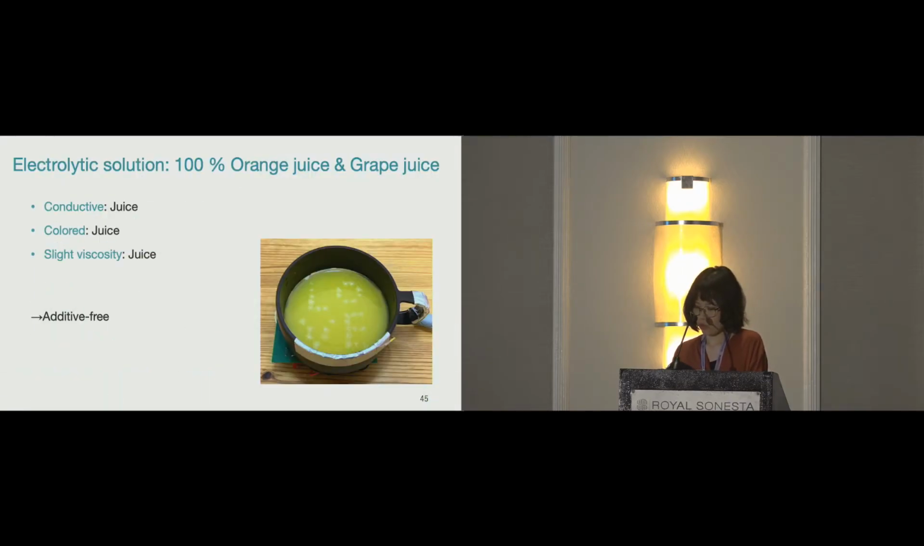This is the example of bubble display using juice. The photo is an example of using orange juice. It can be used as a solution without any additives. That's because juice itself is conductive, colored, and slightly viscous.